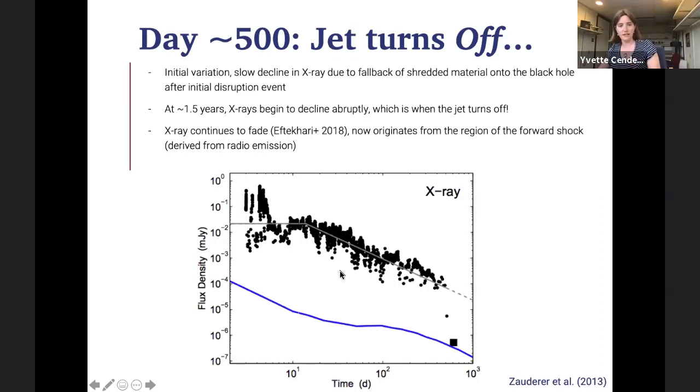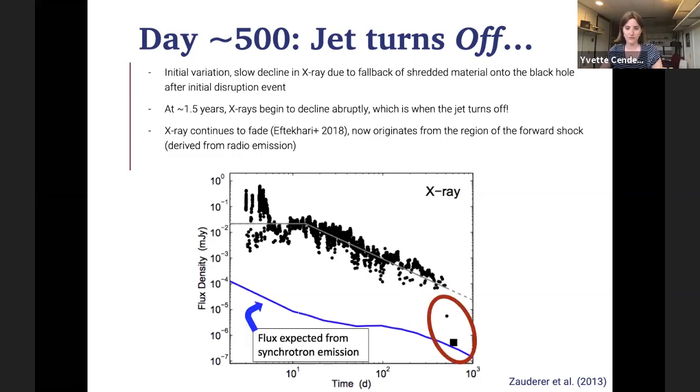We believe this variation and slow decline in X-ray is due to fallback of shredded material that basically kept falling onto the black hole and feeding this jet after that initial disruption event. And then what happens, after 1.5 years, if you look at these last two data points here, this is the last observation with Swift, and this is the first Chandra observation for Swift J1644+57. And so there's a very obvious steady steep decline.